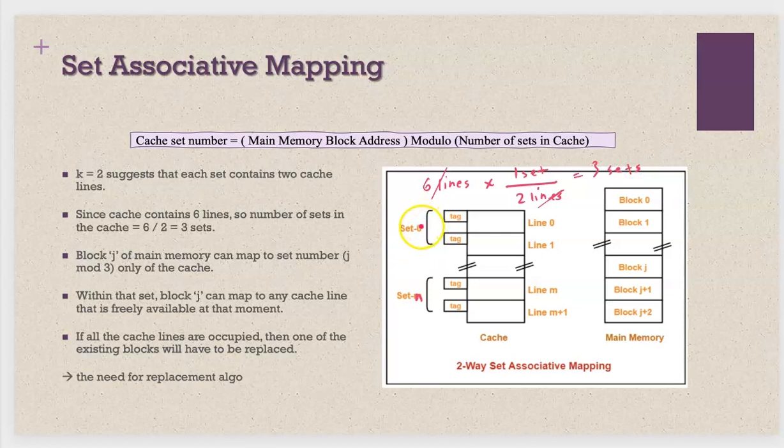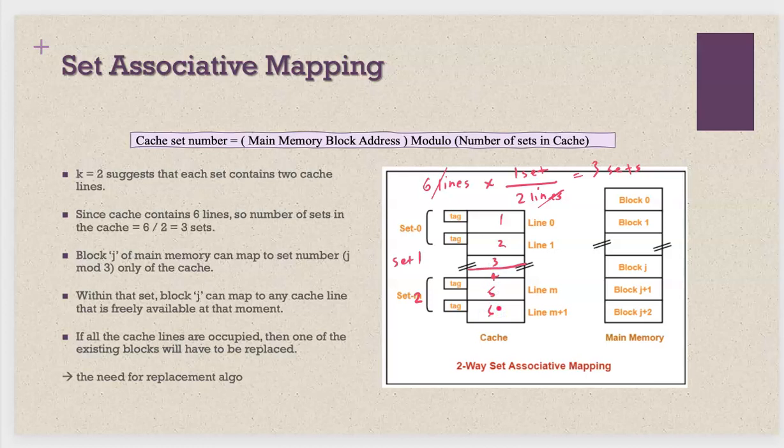So this would be set 0, this would be set 1, and this would be set 2, if we are assuming the cache only has 6 lines. Oh, so we don't have enough lines here. Let's make it lines 1, 2, 3, 4, 5, 6.